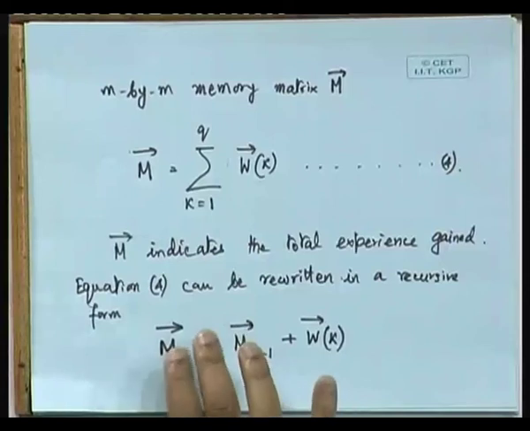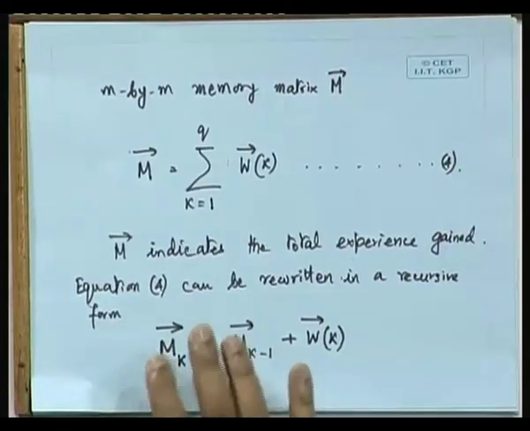We have already said that this M matrix is going to be the total experience gained. So that means we are computing the weights. But how do we compute the weights? On what basis are we computing the weights in order to reach this figure? We haven't formulated any learning rules, nor is it that the weights are arbitrary, but we did not define any updating equation.